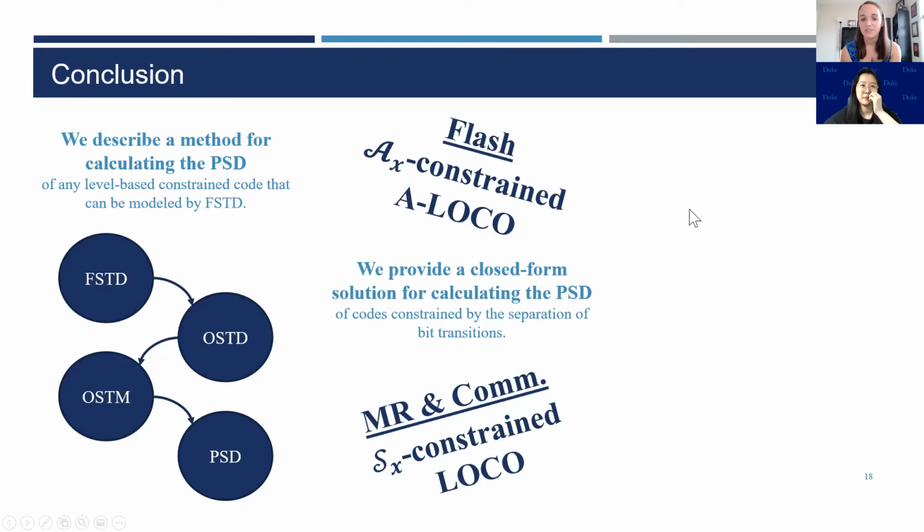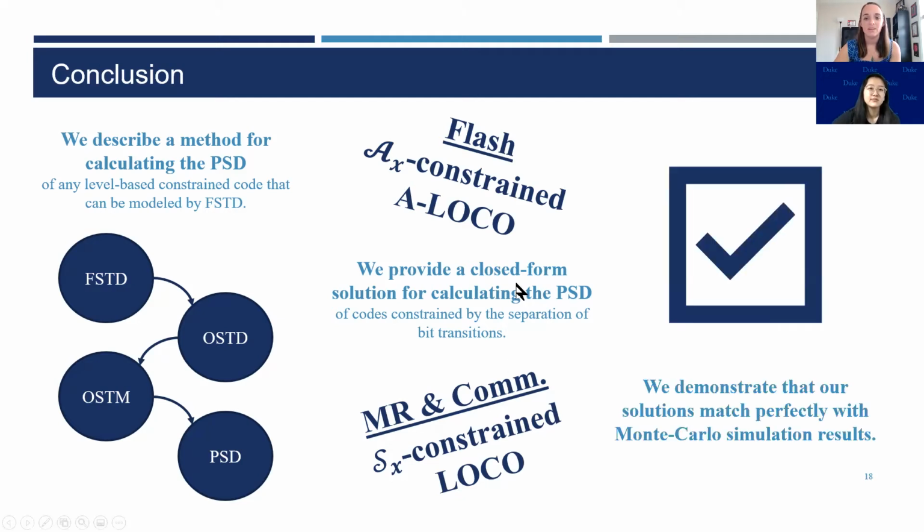Secondly, we provided the closed form solution for a family of codes of interest, specifically an asymmetric set of codes, both in the finite length and the infinite length, that has particular application in flash memory. We also looked at the symmetric codes, SX constrained and LOCO, which have application in magnetic recording and communication over transmission lines. Then we demonstrate that our solutions match perfectly with Monte Carlo simulation results.